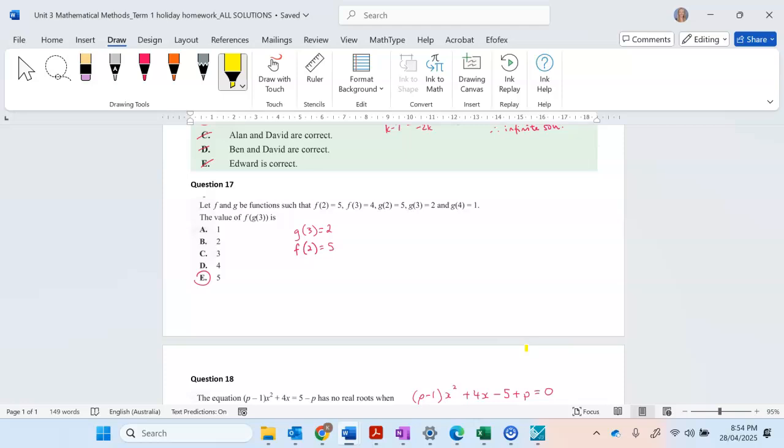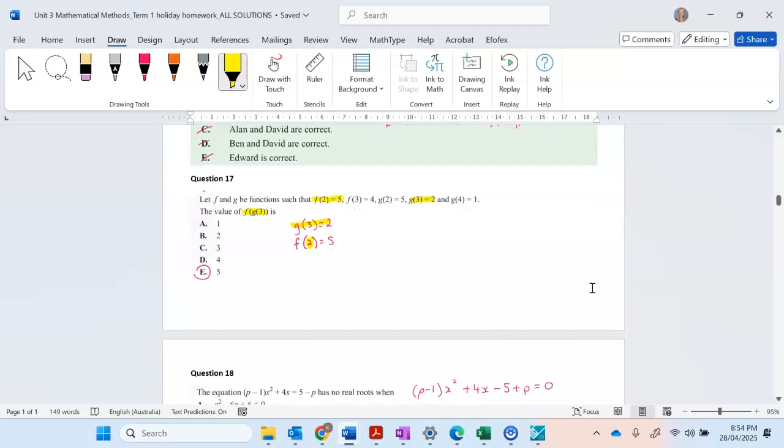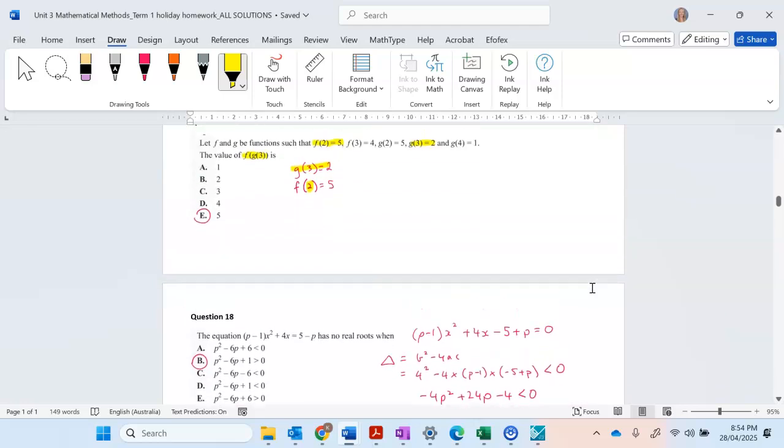We have a composite function here. So it's saying f of g of 3. Now, you're like, oh gosh, I don't know, but g of 3, it tells me, is equal to 2. So f of g of 3, instead of having g of 3 in there, we can just substitute it with the 2, and f of 2 is equal to 5. That's the sort of question you can do during reading time, thinking about it in your head, and it would take you 20 seconds to do. Easy question, but it just looks complicated.